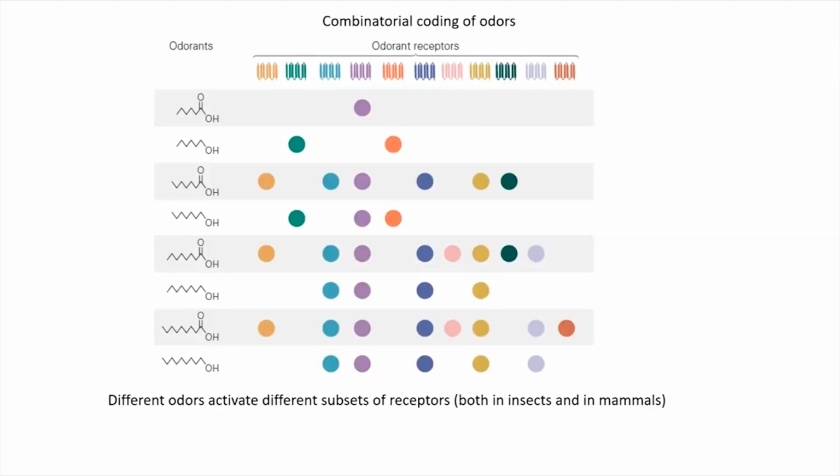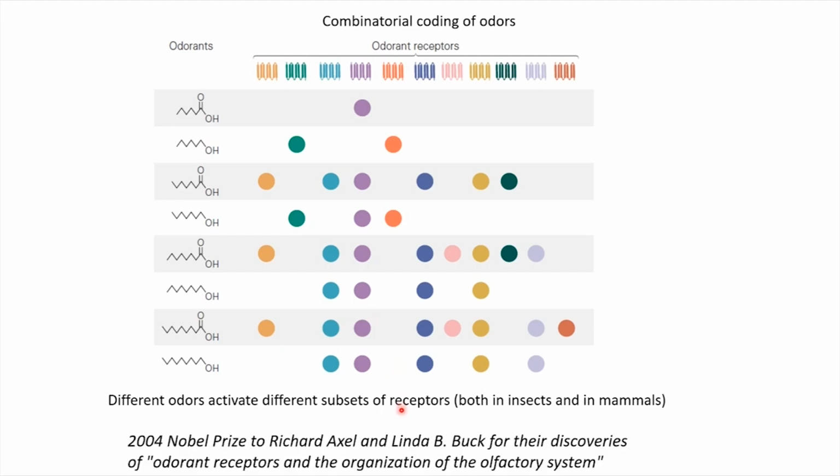So in the case of vertebrates also, there is a combinatorial coding at the level of receptors. Each odorant activates a subset of the receptors, and each receptor is activated by a subset of odors. So by knowing exactly which subset of receptors is activated, the brain can figure out what odor must have been present. The olfactory receptors of vertebrates were found by two scientists, Richard Axel and Linda Buck, who received a Nobel Prize in 2004 for their discovery of the odorant receptors and also for figuring out this combinatorial coding at the level of receptors.